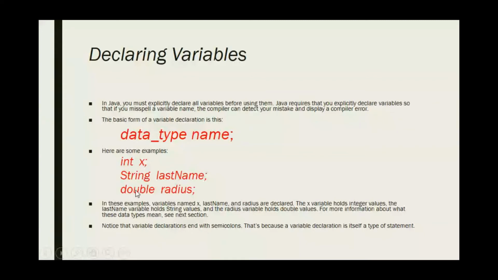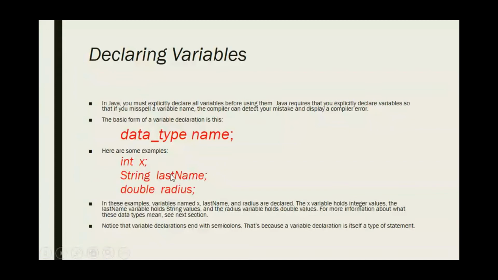After each and every declaration, you notice that there is a semicolon. So I have int x semicolon. String last name, semicolon. Double radius, semicolon. If you have two words like this one, don't put a space in between. You cannot put last space name. That is wrong. If you want to make it correct, don't put the space anymore between the two words.